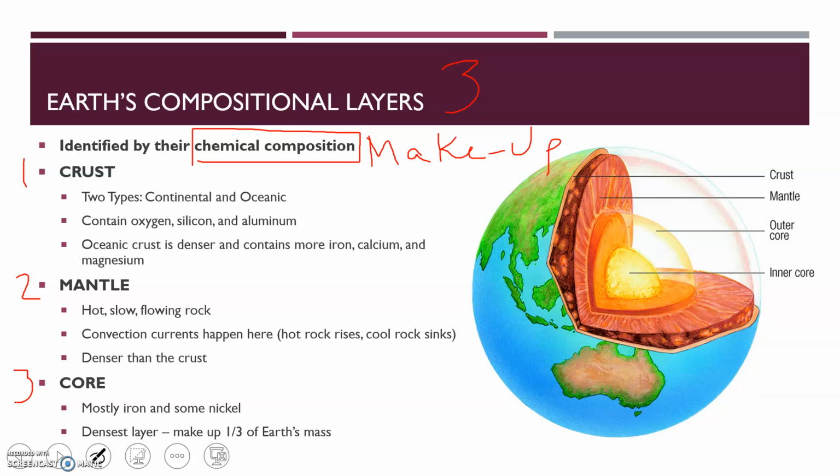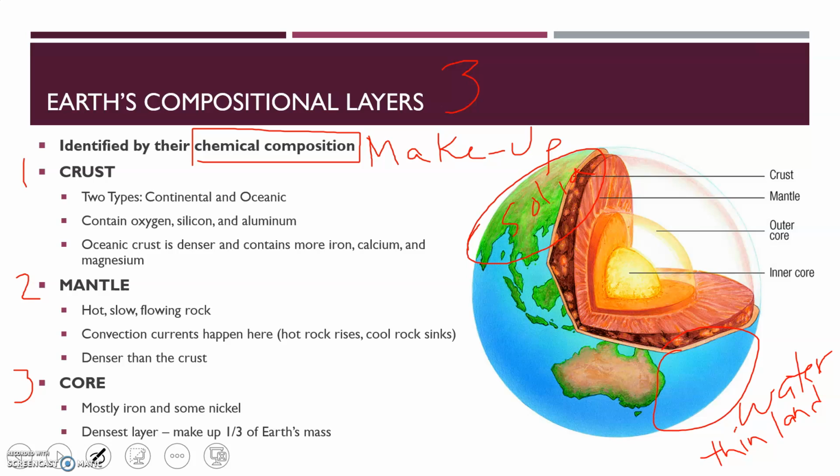The crust, the mantle, and the core. When we're talking about the crust, we are talking about two types. Type 1 is continental. That's any type of crust that's made up of continent, so it's solid. Type 2 is oceanic. That's any crust that's made up of ocean, so it's going to be water on top with thin land underneath.